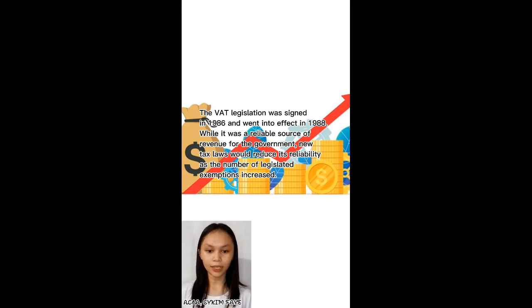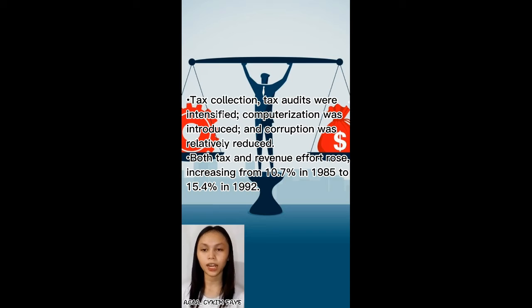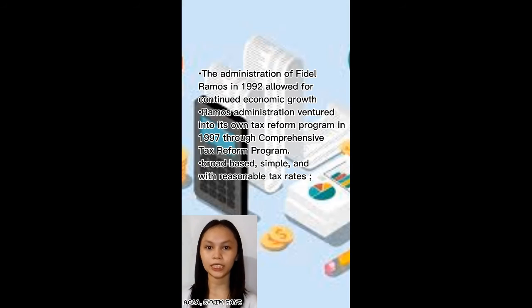While it was a reliable source of revenue for the government, new tax laws would reduce its reliability as the number of legislated exemptions increased. Tax collection and tax audits were intensified, computerization was introduced, and corruption was relatively reduced, which improved the trust in the BIR in general. As a result of the tax reform of Aquino's administration, both tax and revenue effort rose, increasing from 10.7% in 1985 to 15.4% in 1992. Greater political stability during the administration of Fidel Ramos in 1992 allowed for continued economic growth.